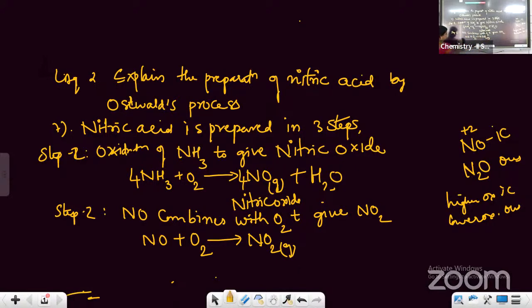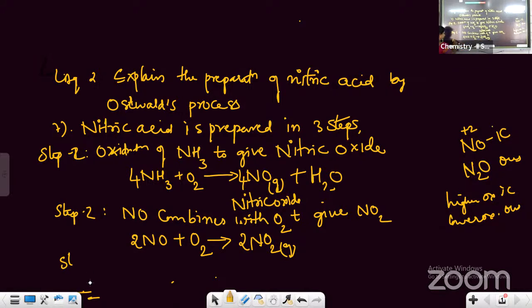So balance this equation. Suppose I take 2 here. So 2 moles of nitric oxide reacting with how many moles of oxygen? When you are writing 2 here, you have to put 2 here because there are 2 nitrogens, so you have to write 2 nitrogens. Now here total how many oxygens are there? So 4 oxygens are there. Here 2 oxygens, here 2 oxygens. So it is balanced.